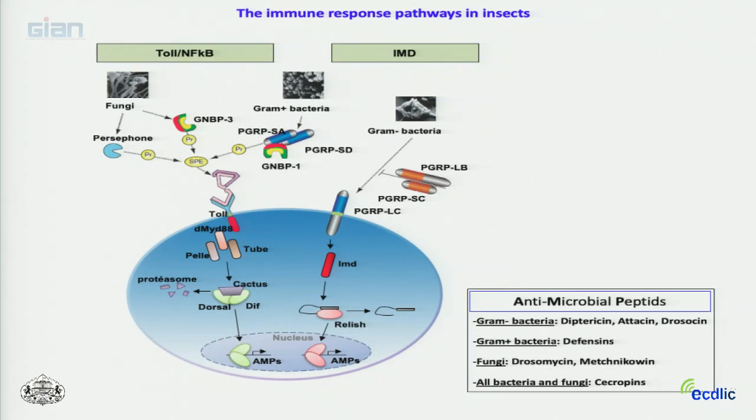The IMD pathway, the alternative immune response pathway in insects, is not devoted to any function other than innate immunity. So you can knock out components of this pathway and it's not lethal. The transcription factor here is Relish, and it's involved in the upregulation of genes coding for antimicrobial peptides that kill gram-negative bacteria.